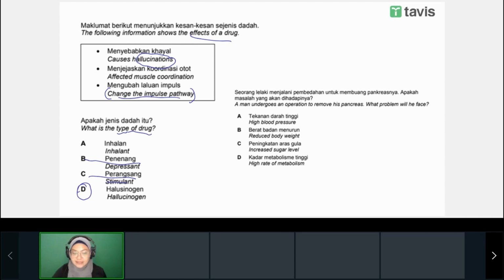Okay, the next question. A man undergoes an operation to remove his pancreas. Pancreas is one of the endocrine glands. What problem will he face? Okay, guys, if you can answer, please leave your answer in the chat box below so that we can discuss together, whether you get the correct one or incorrect one.